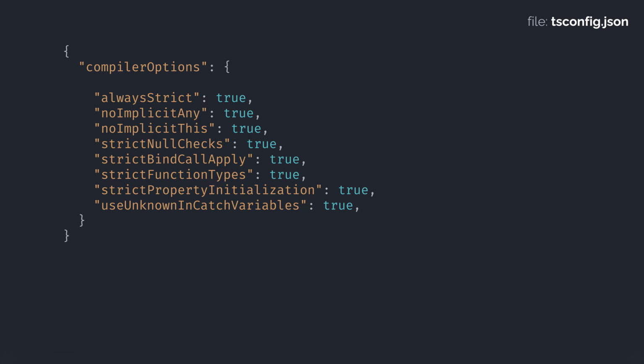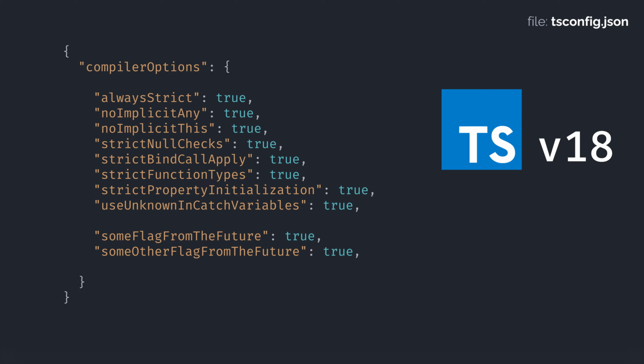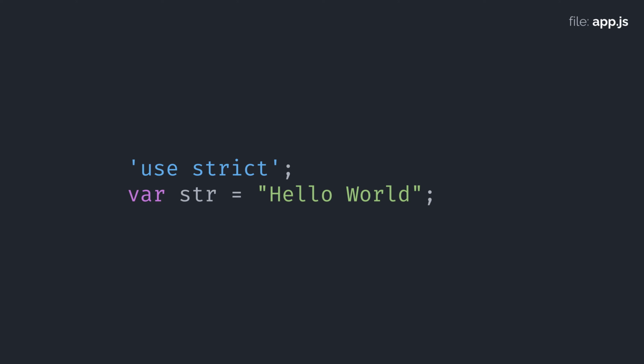As I've said before, TypeScript is evolving. If future versions of TypeScript include new flags to the strict category, they will be enabled by default due to this alias. JavaScript also has a strict mode. It was introduced in ES5 a long time ago. To parse a JavaScript file in strict mode, you just need to write "use strict" at the top of your JS file, before any other statements.